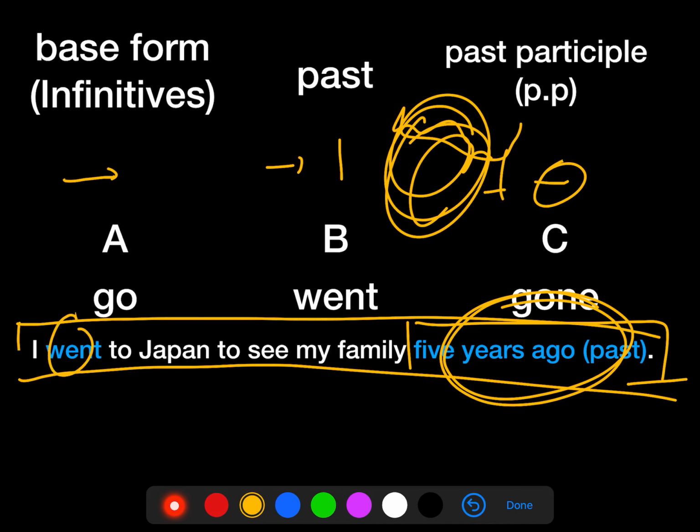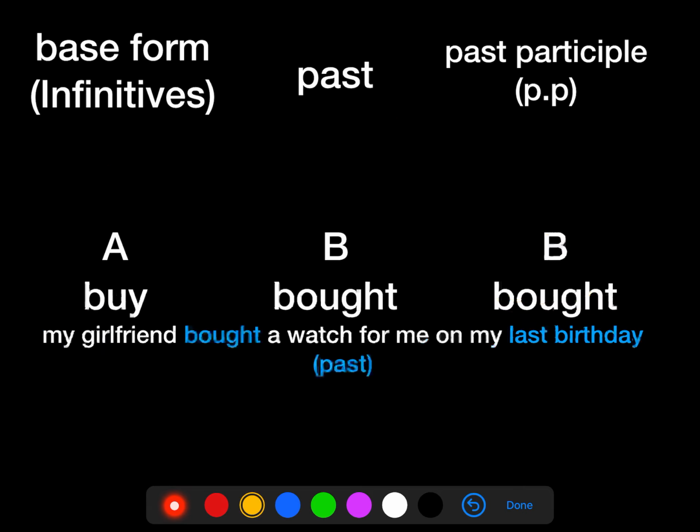Then which verb should we use for go? Went, gone? No, we need to use went. Very good. That's why we should use went. Are you in Japan right now? No, you were in Japan 5 years ago to see your family. Okay, very good. Let's move on.